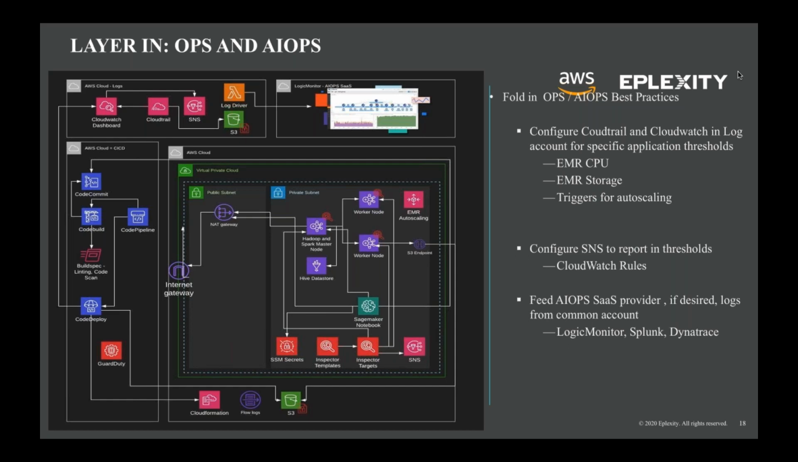AIOps. So how do we fold in things like ops and AIOps? Well, the one thing that you've done at the beginning is you've set yourself up to have a common place where your logs are coming in, your CloudTrail, your CloudWatch itself, and you can set up log drivers to push that data out to someone like LogicMonitor, which could be your external monitoring system, as well as it could be your AIOps system to look at interpolation of those particular logs.